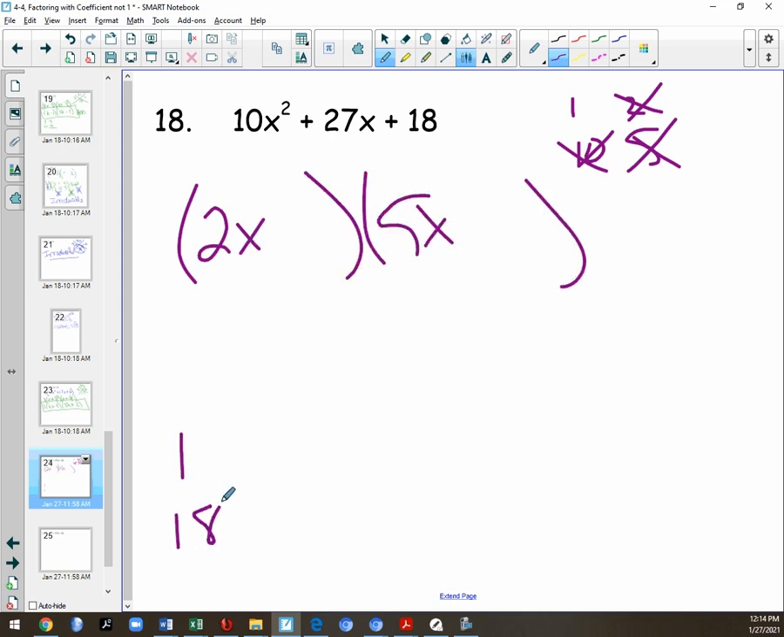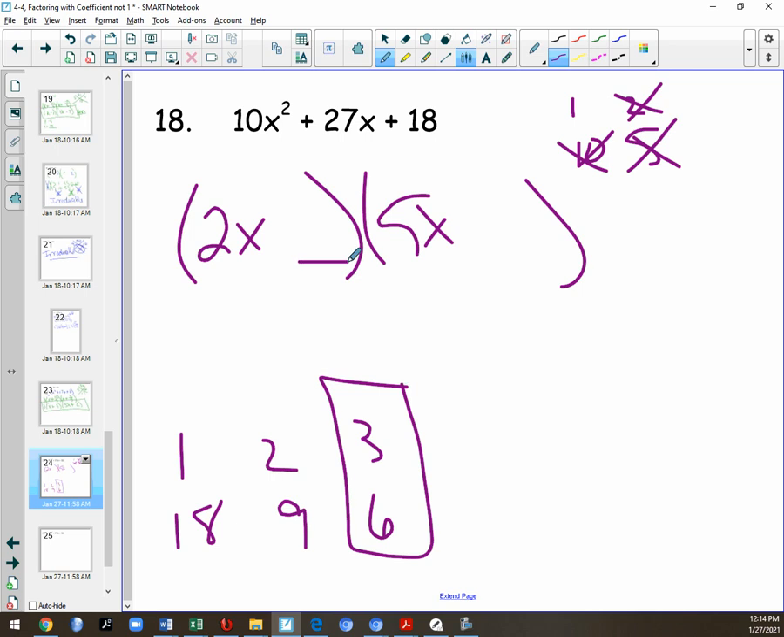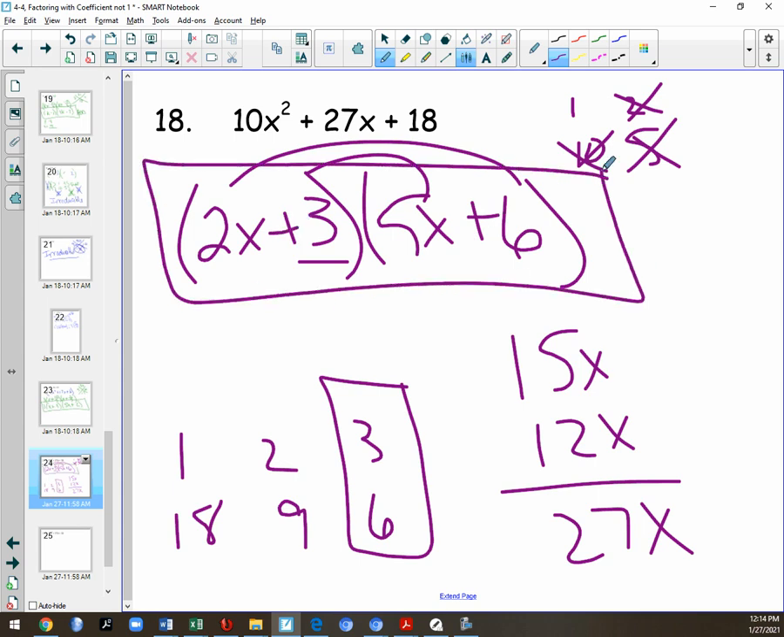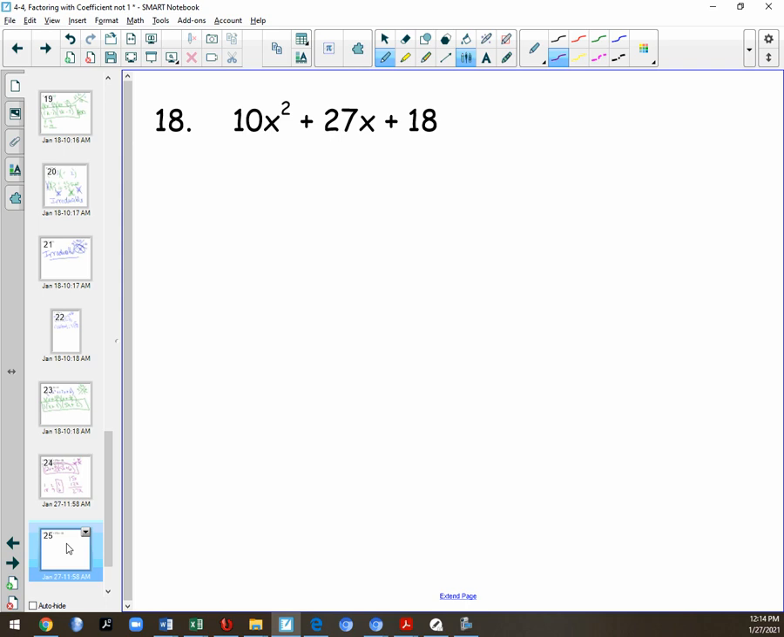Factors of 18 are 1 and 18, 2 and 9, 3 and 6. Always use your middlemost factors. Can I put the 6 in this slot right here with the 2? The answer to that is no, you cannot, so that means the 3 goes there. This gives me a 15x, this gives me a 12x, and that does give me a 27 if both signs are positive, and that is what I wanted to do. Okay? Same exact problem, done the AC method.